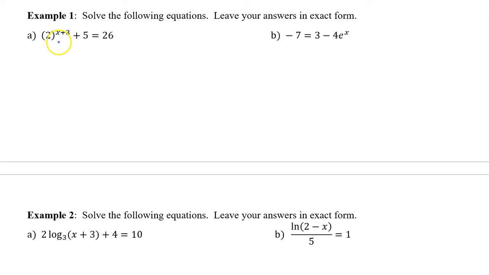Example 1, Part A. When there is only one exponential term, the first step is to isolate that term. So in this case, we can subtract 5 from both sides, which will leave us with 2 to the x plus 3 power is equal to 21.